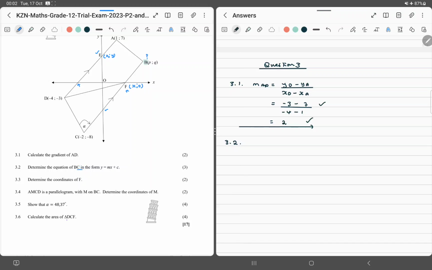Now 3.2 says determine the equation of BC in the standard linear format. See, the most important thing is that the gradient of BC is the same as the gradient of AD. So we can start then, say m_BC is equal to m_AD. Why? These are parallel lines. Parallel lines have equal gradients, so this is basically 2.